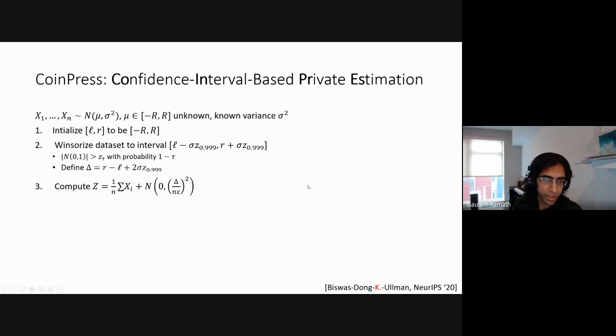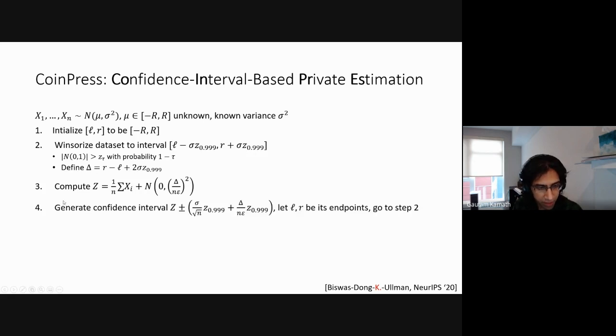Now we compute a point estimate of the mean, in the very familiar way. You just take your data set, average it after the Winsorization, and then add Gaussian noise proportional to this sensitivity. But the new step, which is less familiar, is the following, step 4.